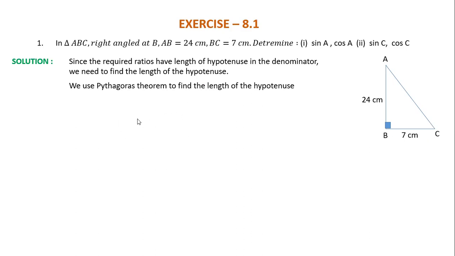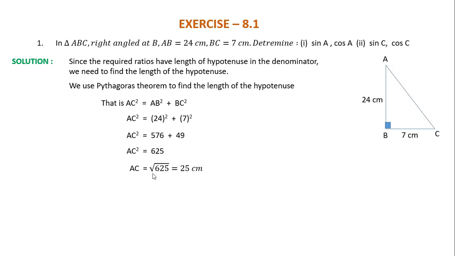So AC square is equal to 24 square, since AB is 24, plus 7 square, since BC is 7. 24 square is 576 and 7 square is 49. Let's add these two. You will get AC square is 625. So AC will be square root of 625, which is 25. That means this particular length is 25 centimeters.